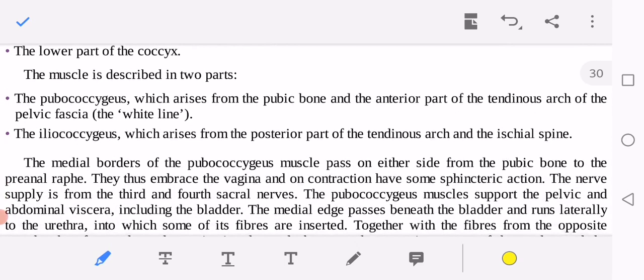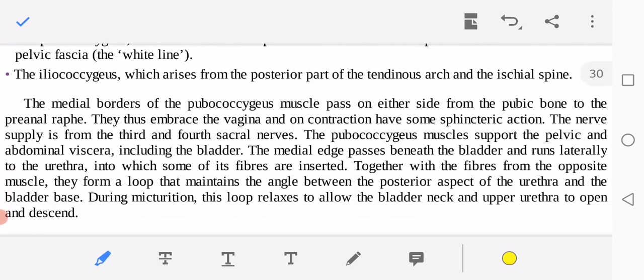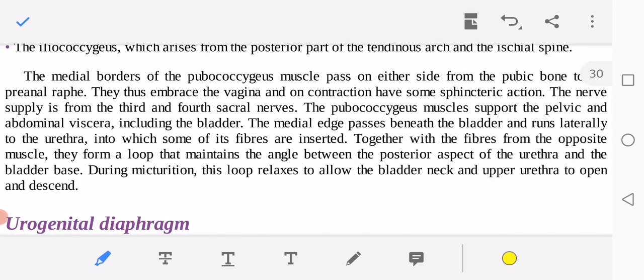The muscle is described in two parts. Pubococcygeus arises from the pubic bone and the anterior part of the tendinous arch of the pelvic fascia, the white line. The iliococcygeus muscle arises from the posterior part of the tendinous arch and the ischial spine. The medial borders of the pubococcygeus muscles pass on either side of the vagina to the preanal raphe, and they thus embrace the vagina and on contraction have some sphincteric action. The nerve supply is from the third and fourth sacral nerves.